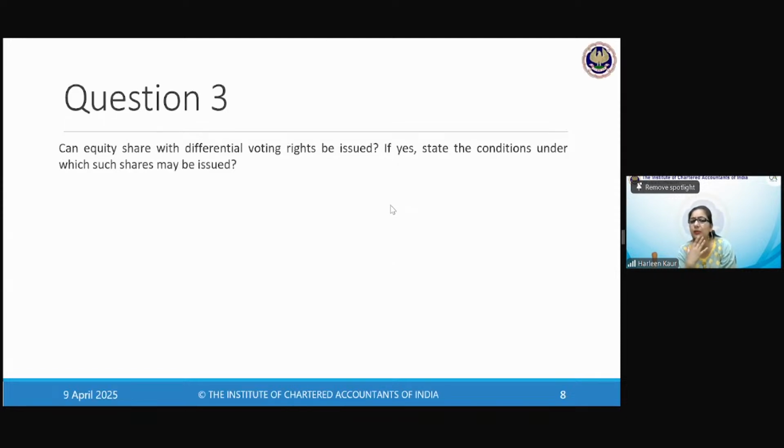Can equity shares with differential voting rights be issued? क्या हम ऐसे shares issue कर सकते हैं जिसके different voting rights है? Yes or no? Do you remember their conditions? What were the conditions for the same? SR needs to be passed, right? We will need to pass an SR now if we want to issue DVRs. Very good. DVRs need SR.